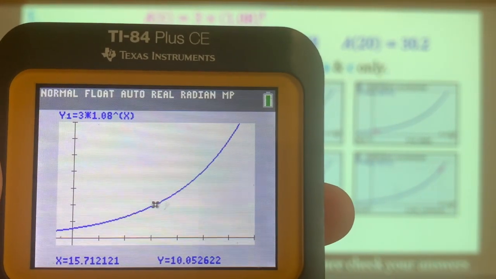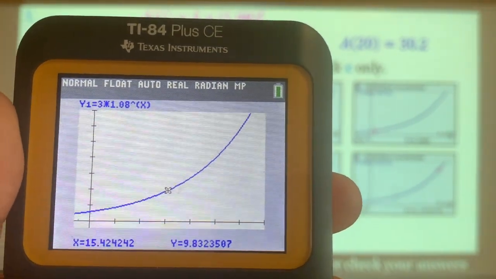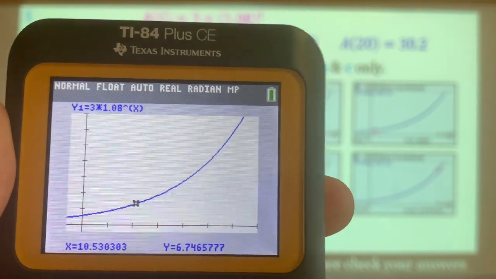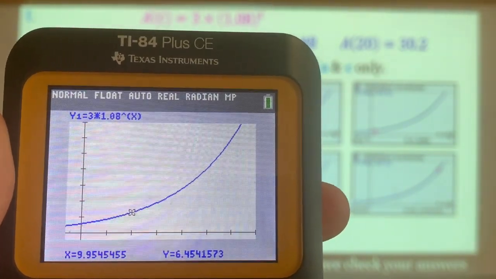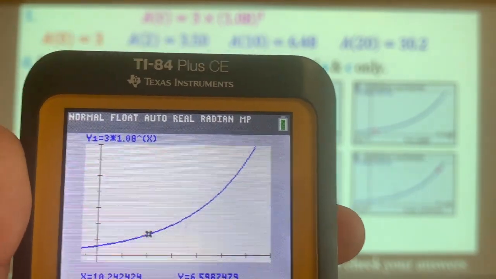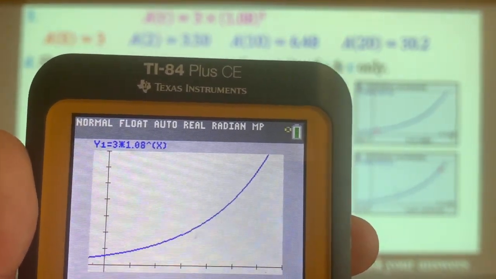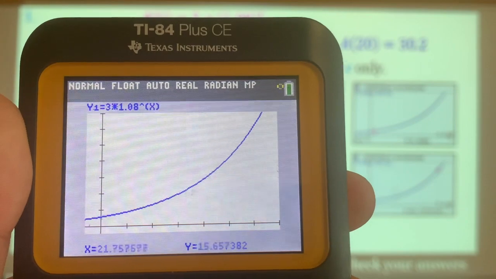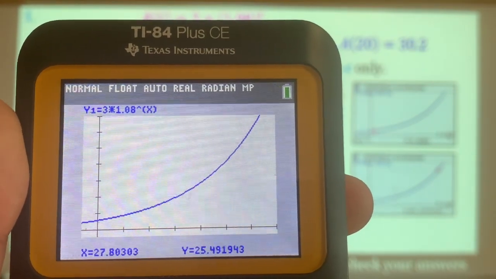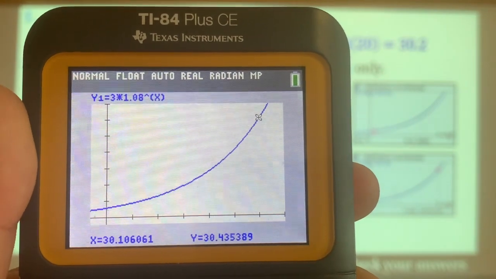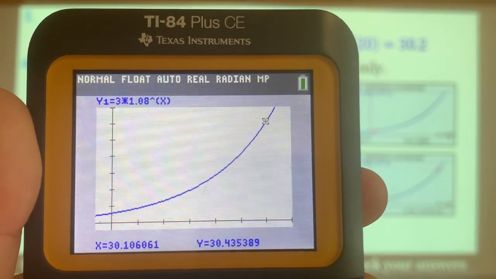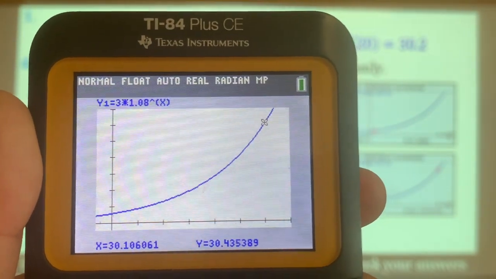All right. So what do we got? X is 10. This is about 10. What do you see? Y is 6.45, 6.48. Looks good. And then 30. Let's go up to 30. That's pretty close to 30. And you see y is 30.4, 30.2. Pretty good.